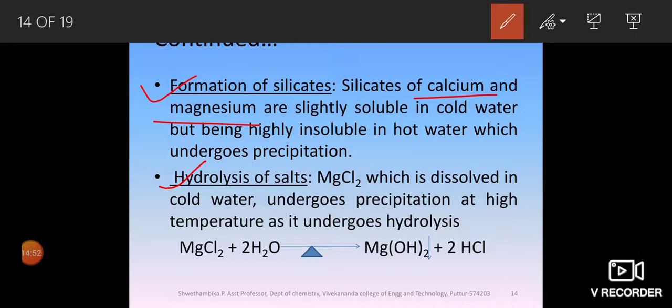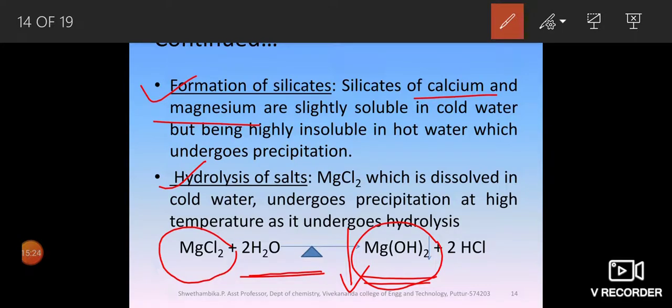One more reason is hydrolysis of the salt. So here we have taken the example of magnesium chloride, one of the permanent hardness causing salts. What happens when we continuously boil the water? The chloride salt undergoes hydrolysis to produce the corresponding hydroxide, that is MgCl2 gets changed to Mg(OH)2, and this magnesium hydroxide would again precipitate. So here also we have the precipitation of salt, which thereby leads to scale formation.